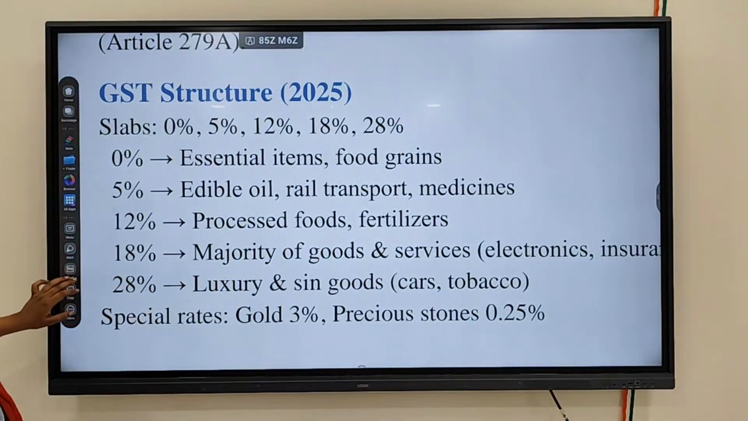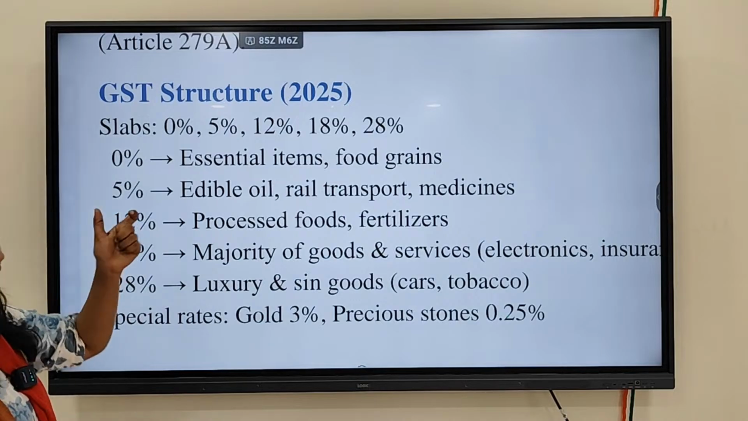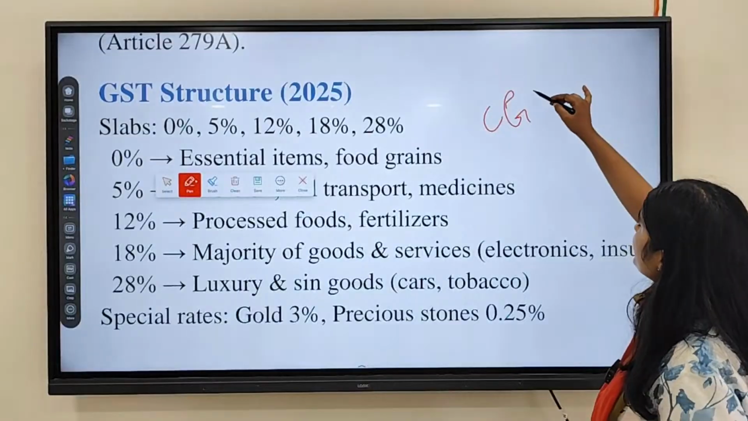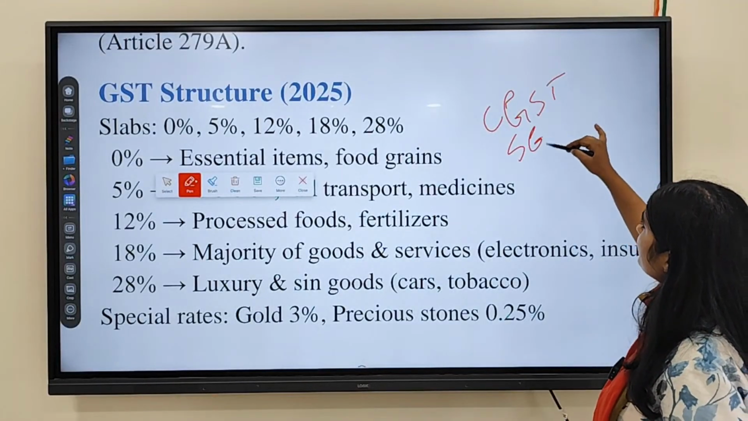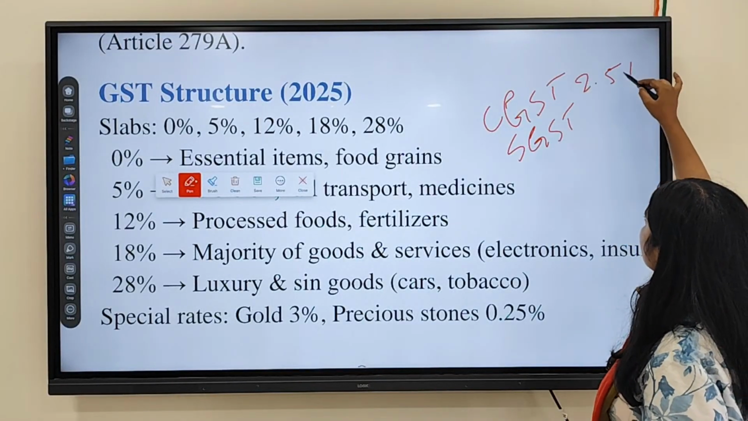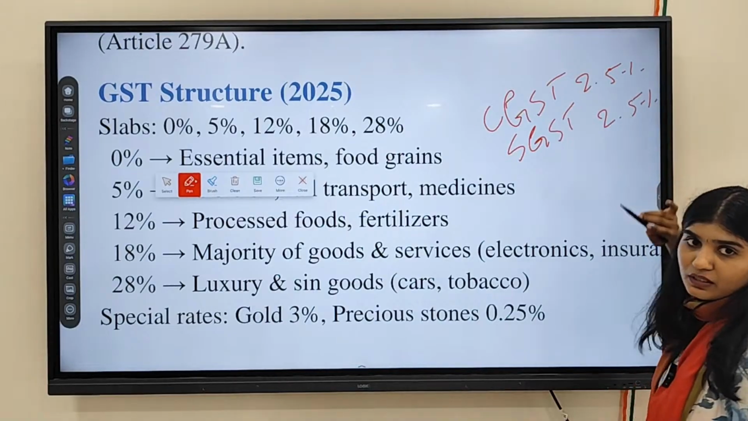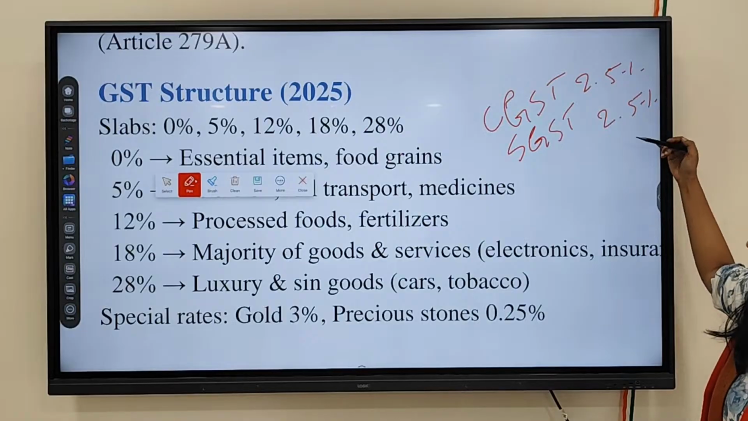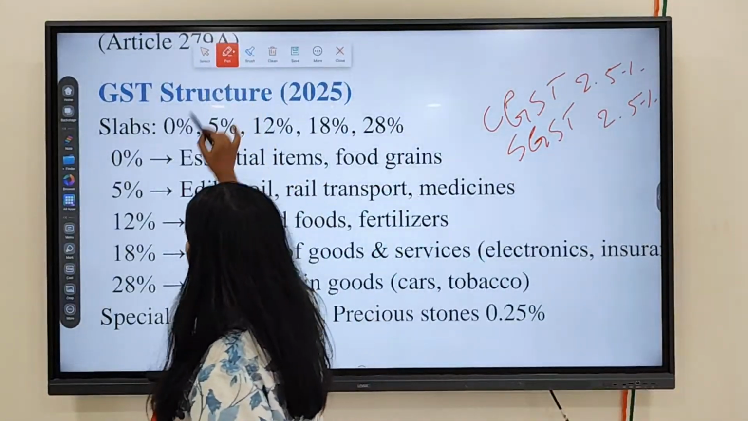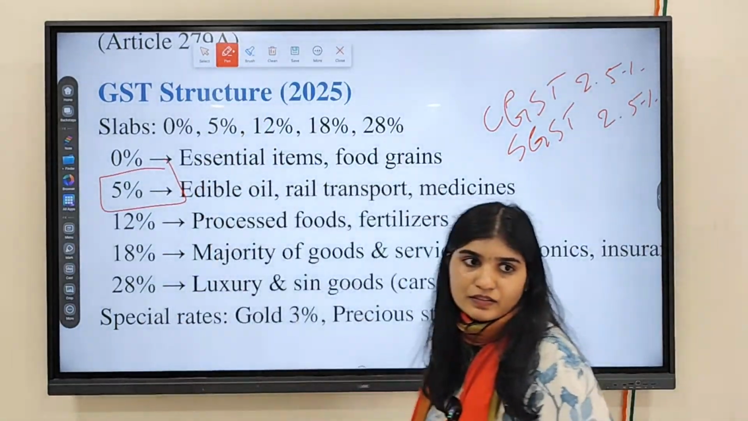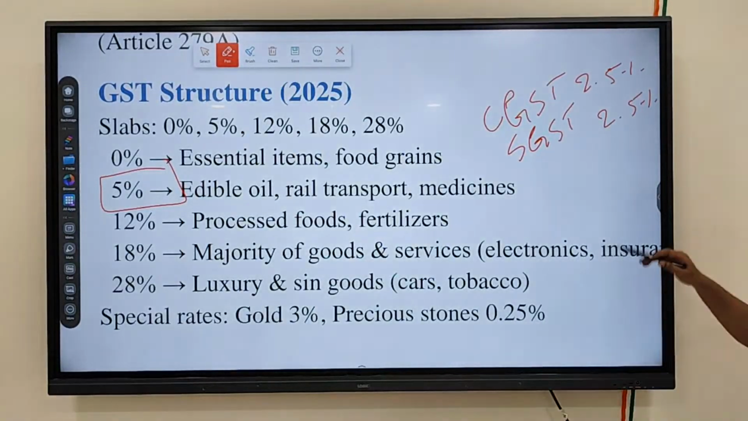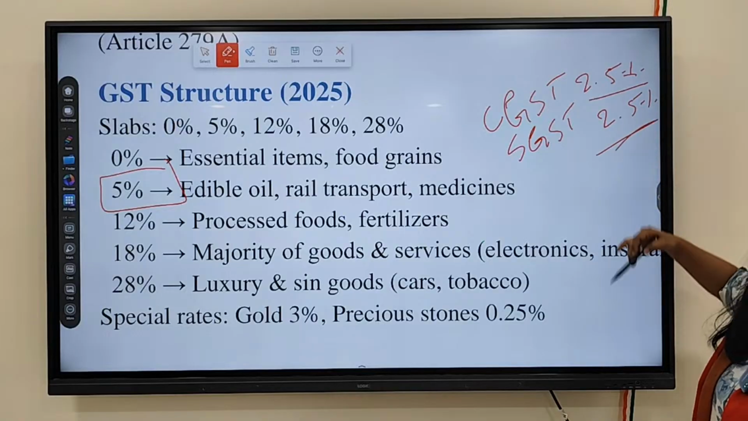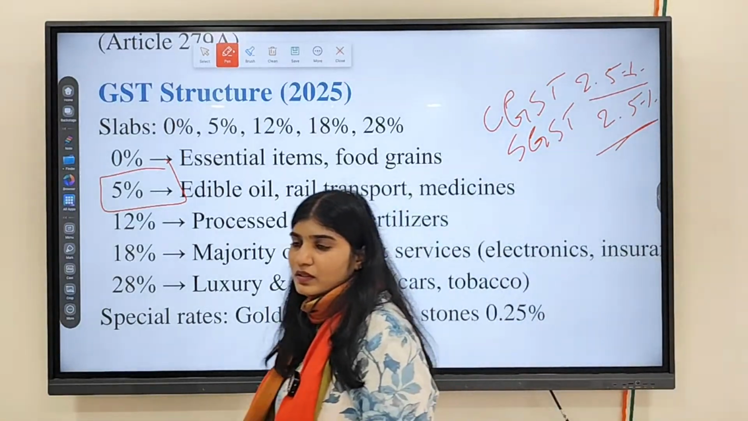Have you seen the medical bill? There you will be having GST, CGST and SGST. It is 2.5 percentage, it is 2.5 percentage. It will be divided into 50 percentage for each. See, it is 5 percentage, just divide it into half. It will be 2.5, 2.5. For central government, 2.5 percentage. For state government, 2.5 percentage will be allotted.